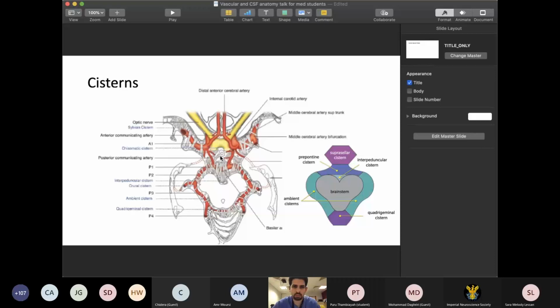As you go further back, so this, by the way, is an AP view here. Sorry, it's a transverse view. So this is looking with the front of the head here, the back of the head here. This here is the brainstem.